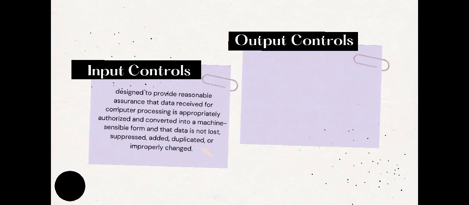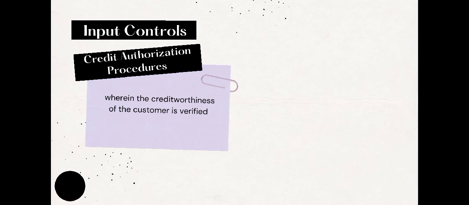Next is controls, which are generally divided into input controls and output controls. So first is the input controls, which are designed to provide reasonable assurance that data received for computer processing is appropriately authorized and converted into a machine-sensible form. The following are input controls related to the revenue cycle. First is the credit authorization procedures.